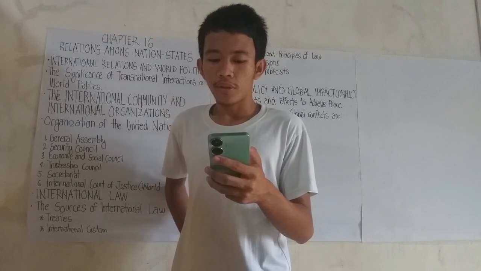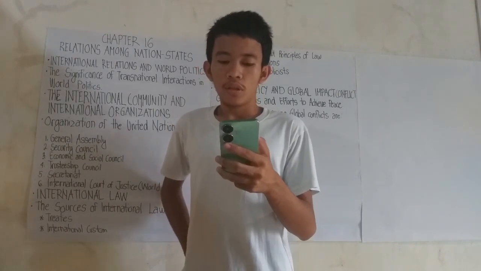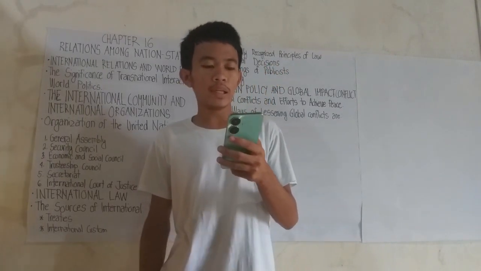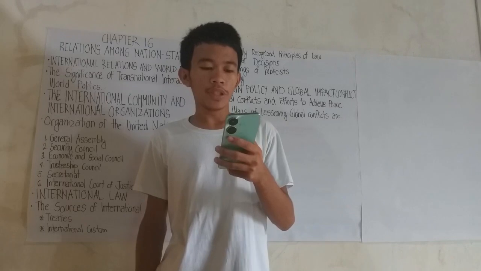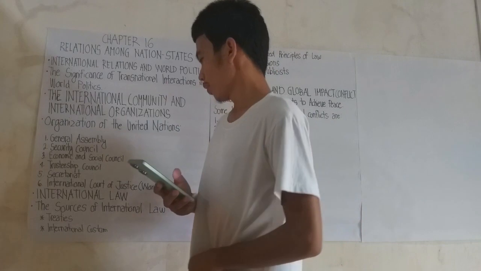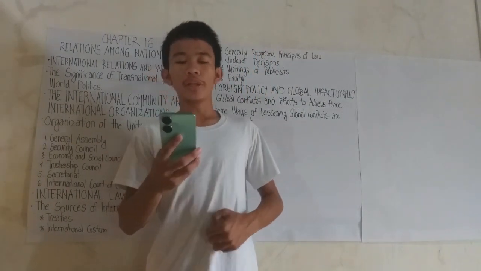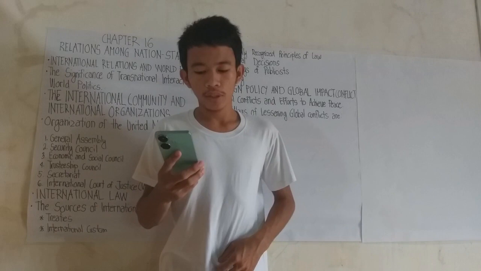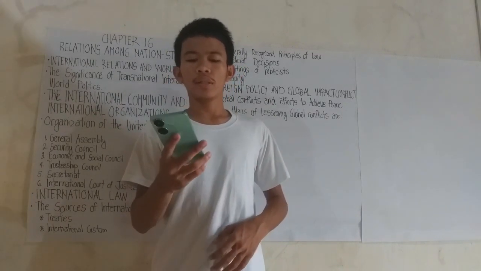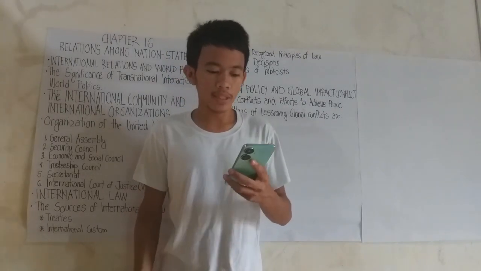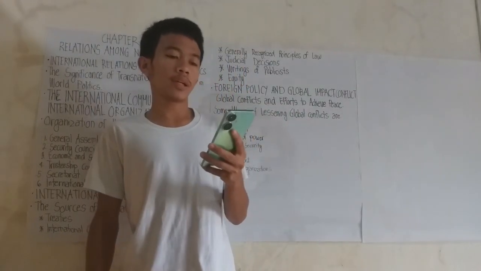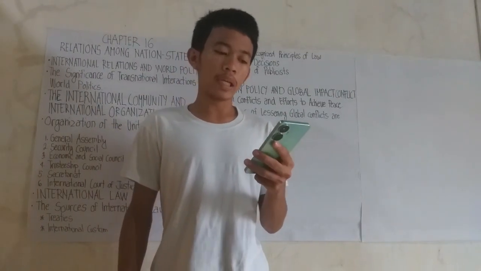The sources of law refer to the origins or foundation from which legal rules and principles are derived. Examples of international law are: first, the United Nations Convention on the Law of the Sea. Second is the Geneva Convention. Third is the Universal Declaration of Human Rights. Then the Paris Agreement. Fifth is the International Covenant on Civil and Political Rights.